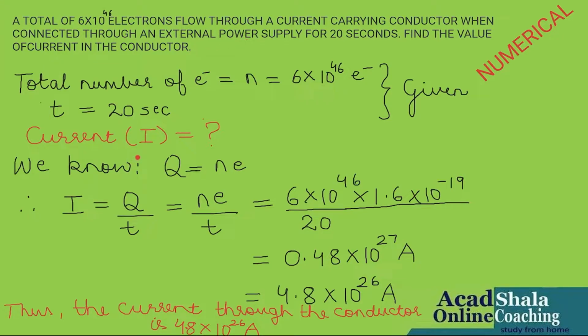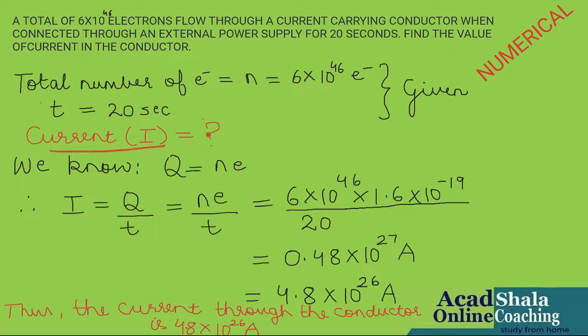So what is given in the numerical? Let us see. A total of this electron means the total number of electrons is given in the numerical. So I will write n is equal to 6 into 10 to power 46 electrons. And time is also given, in seconds only, so no need to do anything. So I will write t is equal to 20 seconds. What I have to find out is the value of current.